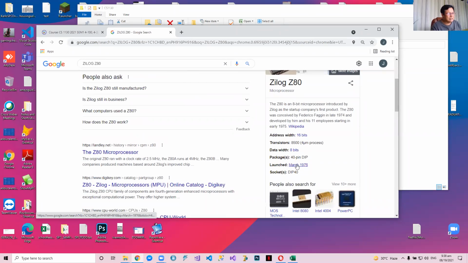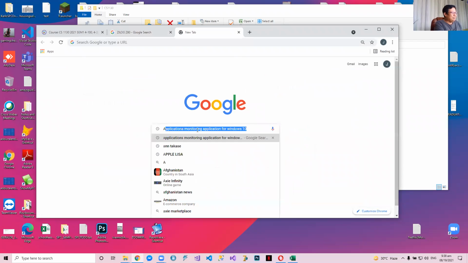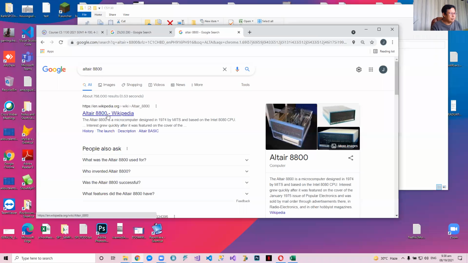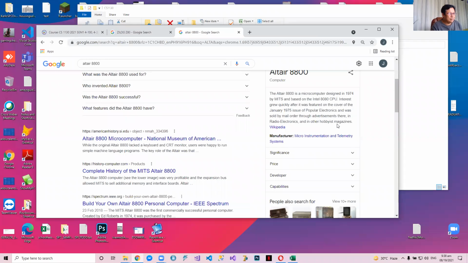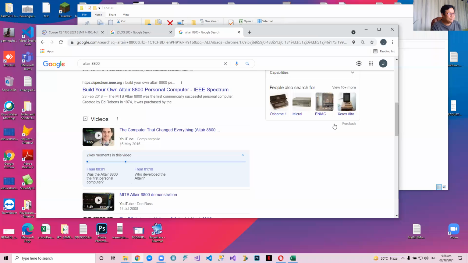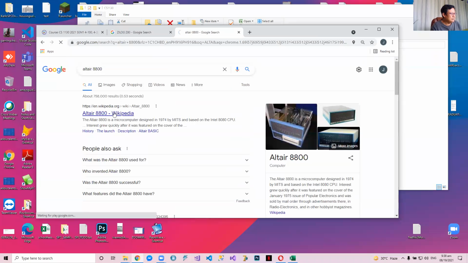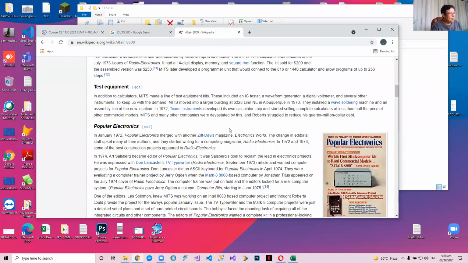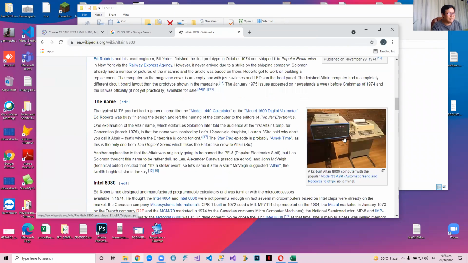March 1976. That's too late, no? 1974 kasi 76 na ano. 76 was the long. It's the Altair 8800, okay? It's considered to be the first personal computer, no? 1974, considered to be the first personal computer. There are better pictures of the Altair. This is the Altair, no?